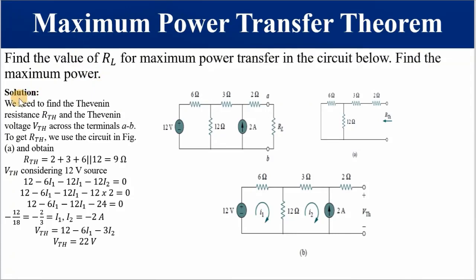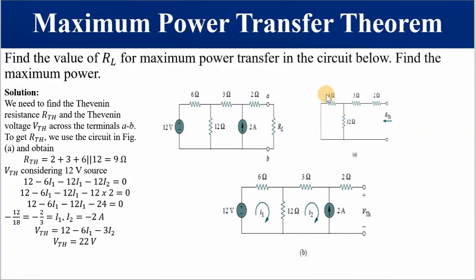Right, let's go to the solution. How do you find RL? First remove RL, and after removing RL, we are going to find R-Thevenin. How do you find R-Thevenin? Replace the current source with an open circuit and the voltage source with a short circuit. So the equivalent circuit to find R-Thevenin is as this, and we are finding R-Thevenin looking from this direction.